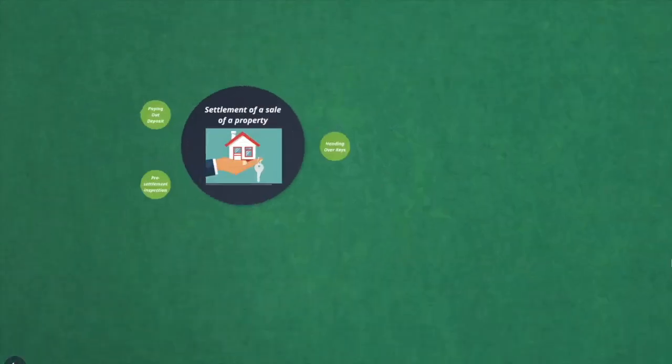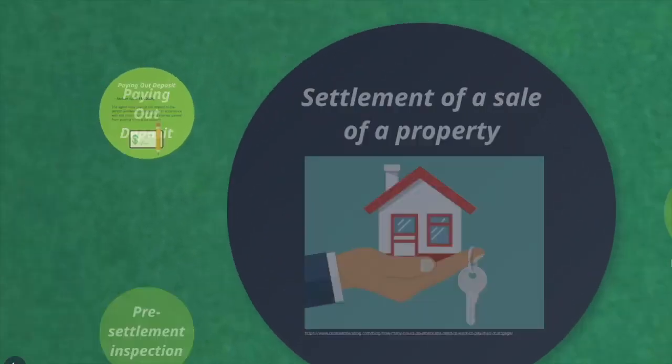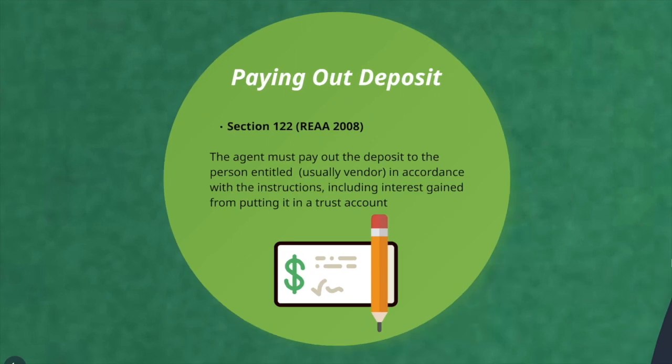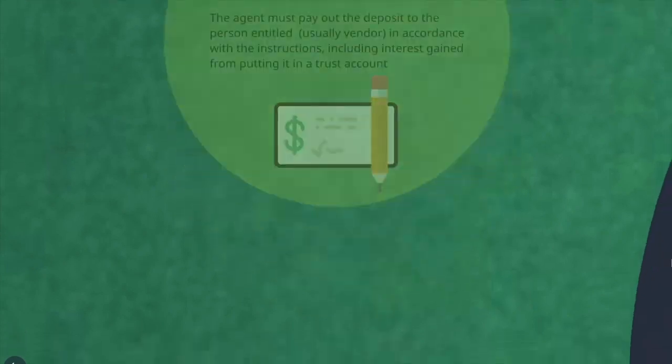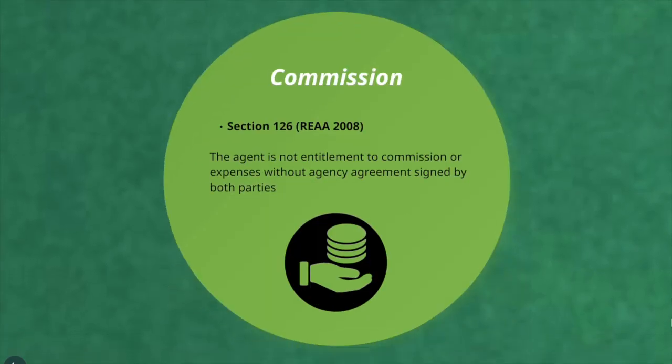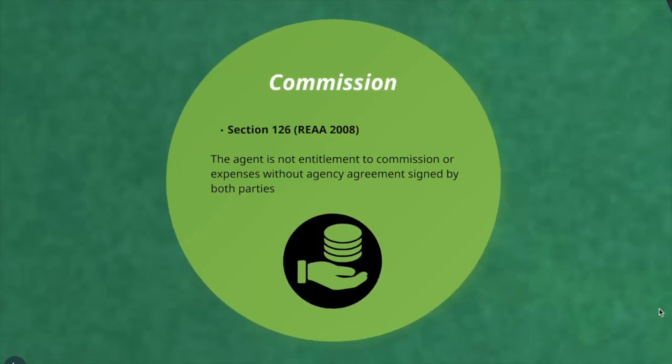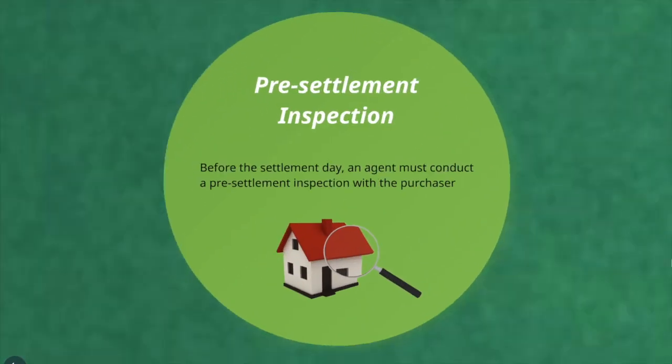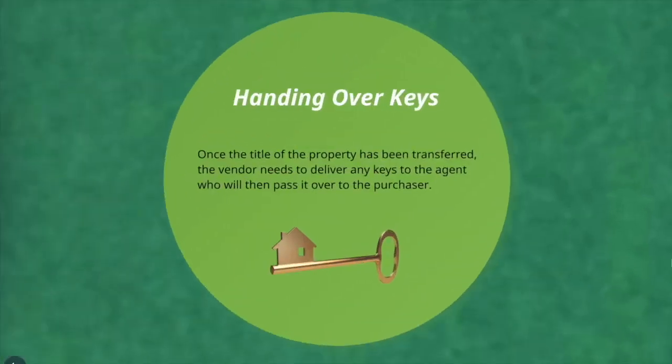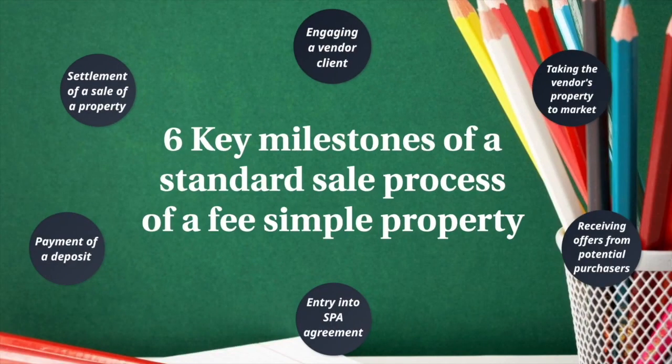Lastly is the settlement of a sale of a property. The agent must pay out the deposit to the person entitled in accordance with the instructions, including interest gained from putting it in a trust account. According to Section 126, the agent is also not entitled to commission without a signed agency agreement. Before the settlement date, an agent must conduct a pre-settlement inspection as requested by the purchaser. Once the title of the property has been transferred, the vendor needs to deliver any keys to the agent to pass over to the purchaser. This concludes the 6 key milestones in a standard process to sell a fee simple property.